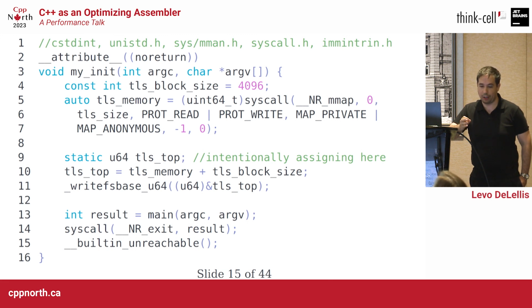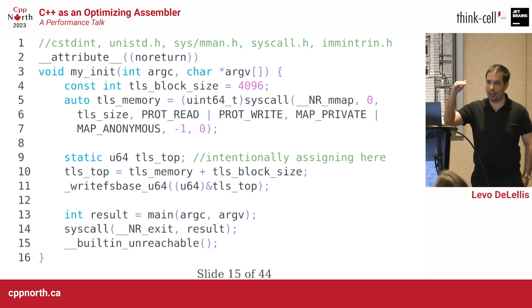So TLS memory is a pointer. Line 9 is a little funny because I would just always assign it immediately. But if I did that, I would have to implement more of the runtime, and it's not good for a talk. So we're going to skip that so you guys can try this at home without trying to implement more. So line 10, we're adding the size to memory because we want the top of the memory address.